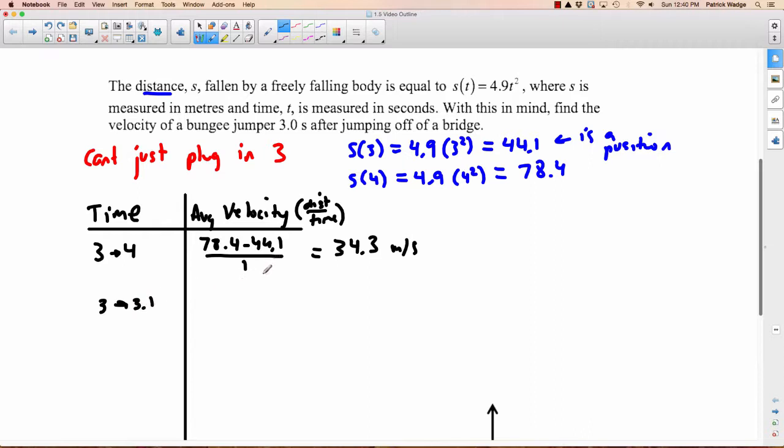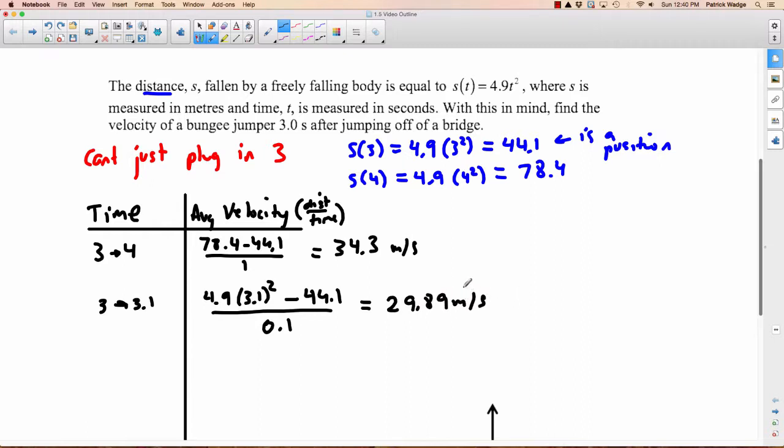So now, what you're going to have to do in order to figure that out is to plug 3.1 into this formula right here. In other words, you're going to have 4.9 times 3.1 squared. That'll give you the position after 3.1 seconds. Then you're going to have to subtract the position after 3 seconds, which we already know is 44.1. And then you're going to have to divide by the change in time. And the change in time obviously is 0.1 seconds. If you do that, you're going to get 29.89 meters per second.